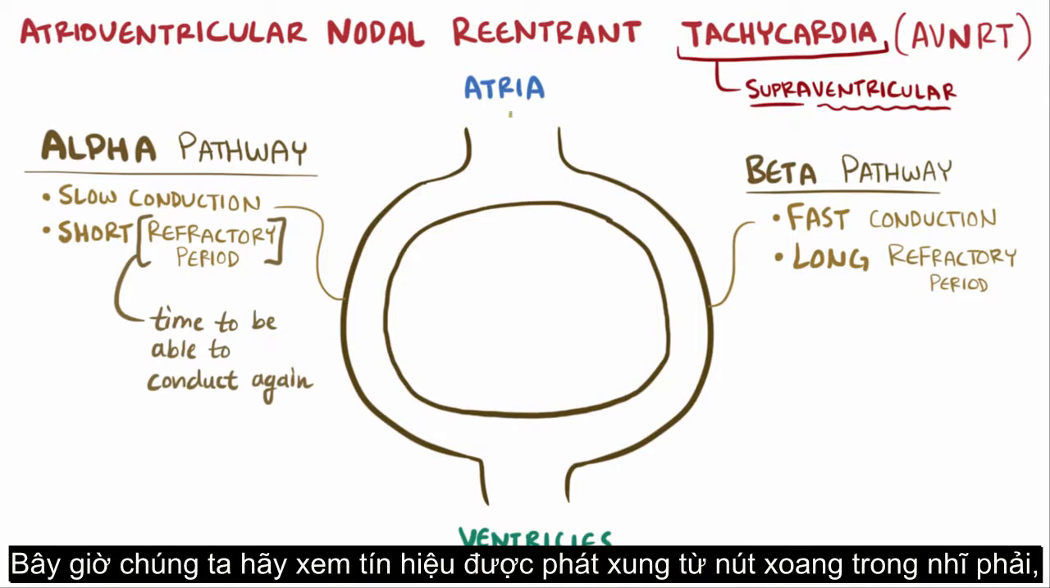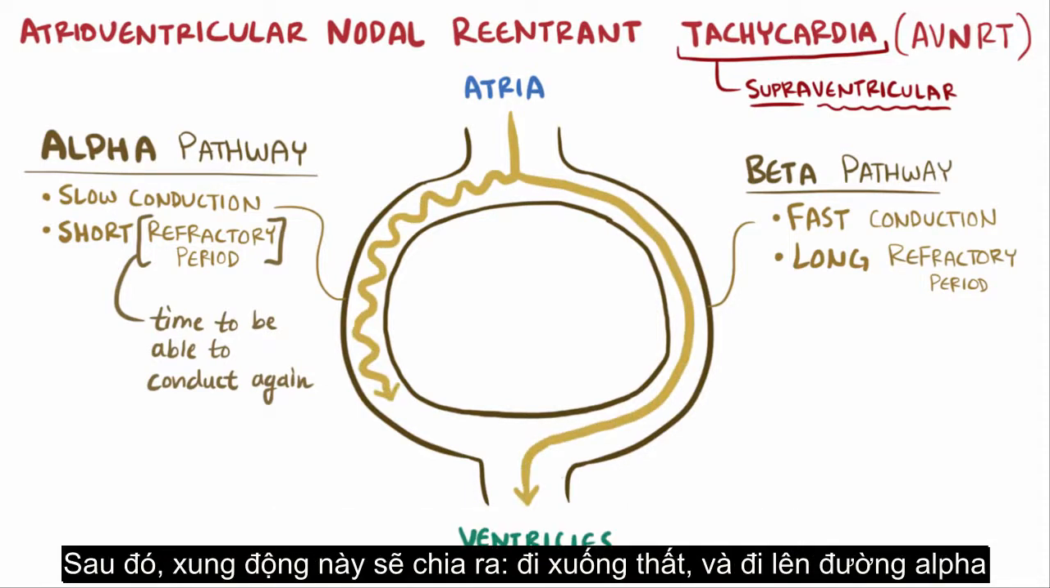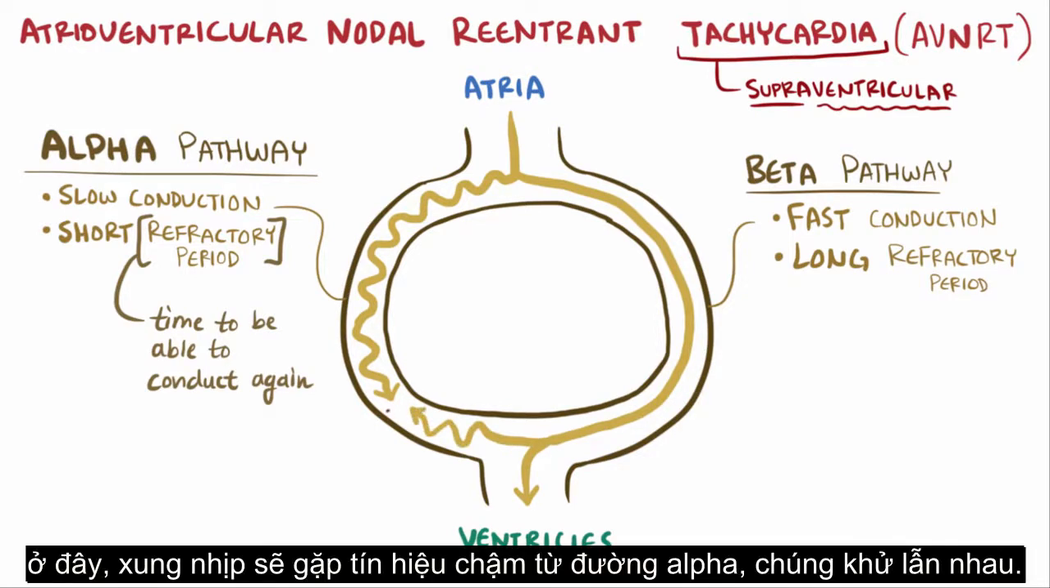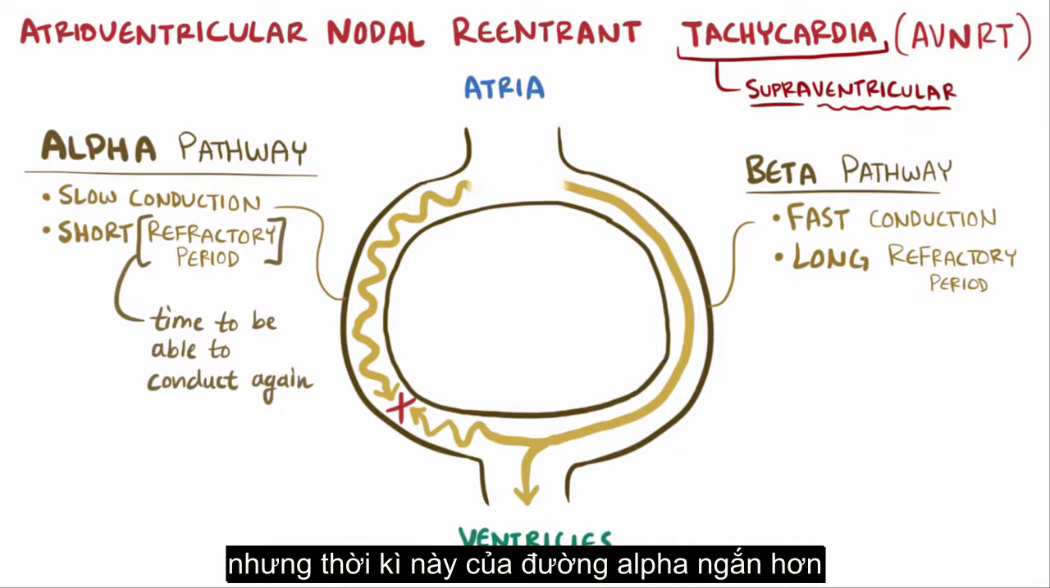So now let's say a signal comes down from the SA node in the right atrium. The signal goes down the fast pathway and reaches the other end before the slow pathway, and then splits to travel down to the ventricles, as well as up the alpha pathway, where it meets the slow signal and they both cancel each other out. At this point, both go into their refractory period. Except the alpha pathway is shorter, right?